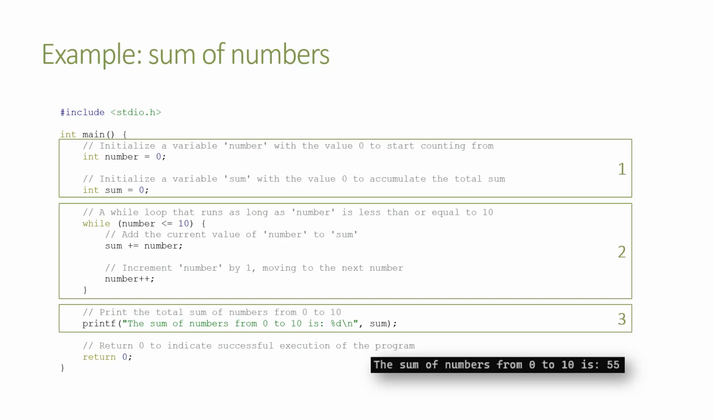3. After it's all said and done, the program shows us the grand total, which is the sum of all numbers from 0 to 10. It's a neat, simple way to demonstrate how loops work in C, just adding numbers together and keeping track as you go along.